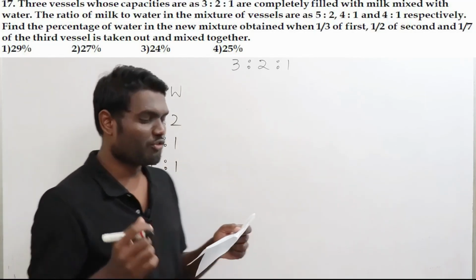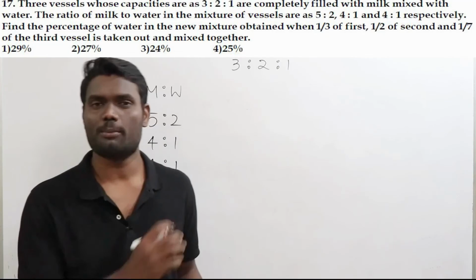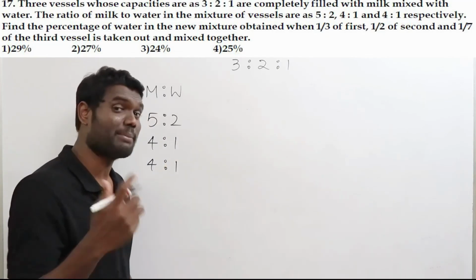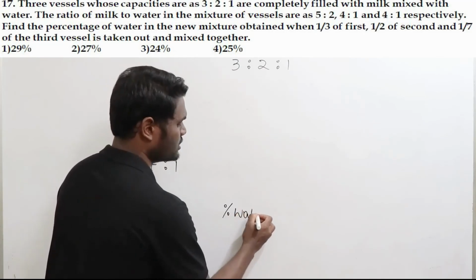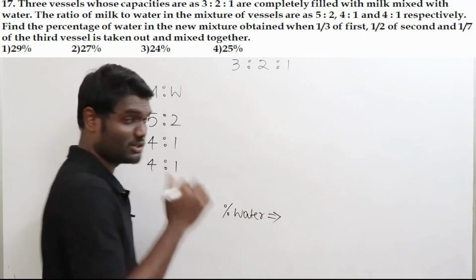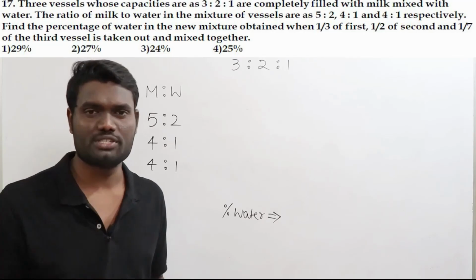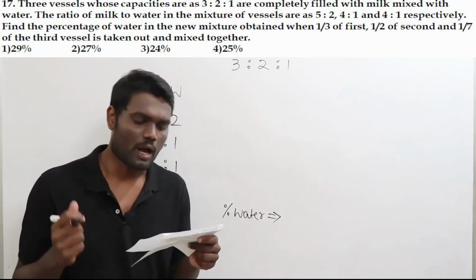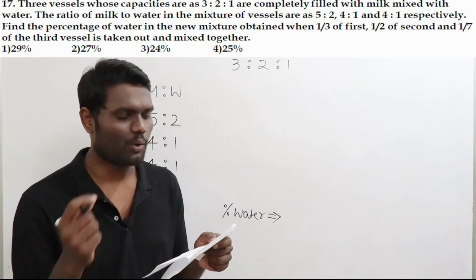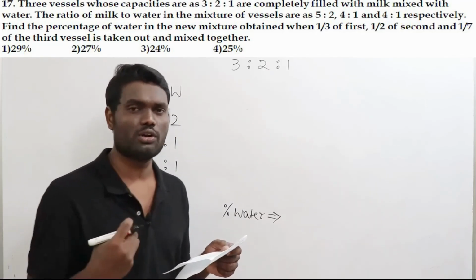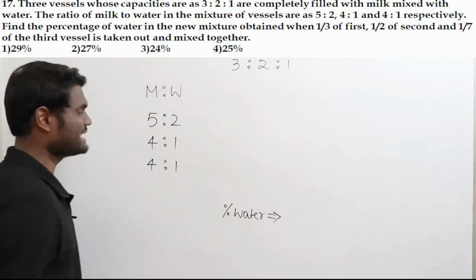Now they are saying to find the percentage of water. It's not about finding the resultant mixture ratio. It is asking us to find the percentage of water. 1/3 of the first, 1/2 of the second, and 1/7 of the third vessel are taken out and mixed. Okay, fine. We'll be following the same procedure.